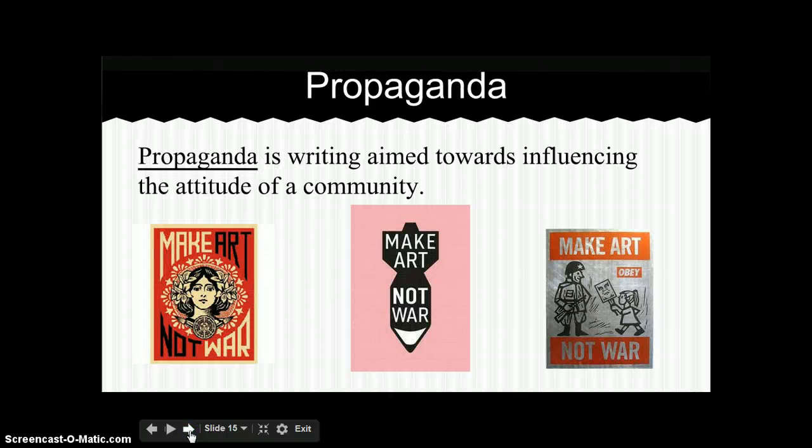Propaganda, which you should be very familiar with by now, is writing aimed towards influencing the attitude of a community. I showed you this illustration during the week of Course 1, Make Art Not War. And here are some more examples of the Make Art Not War propaganda movement. These are very simple types of printed propaganda that are trying to get people to not like war and think it's silly and be more into making art. So it's kind of a liberal propaganda movement.